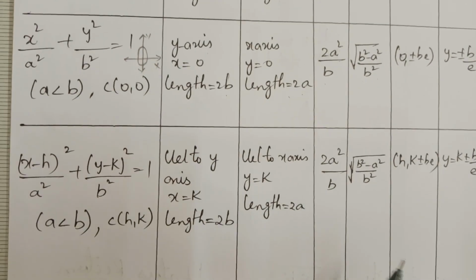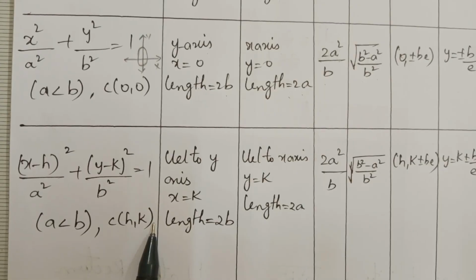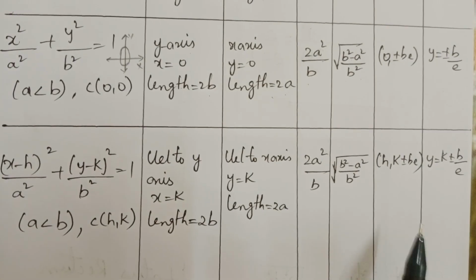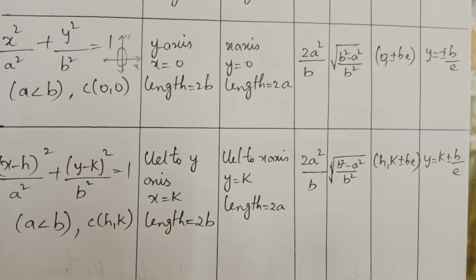Similarly, when there is a center present at (h, k), they all remain the same. The difference comes in the foci and the equation of the directrix when the center shifts. You have to remember all these concepts in order to solve the problem.